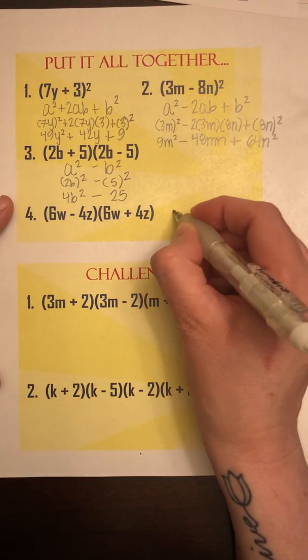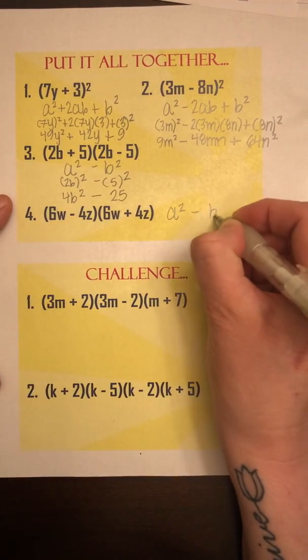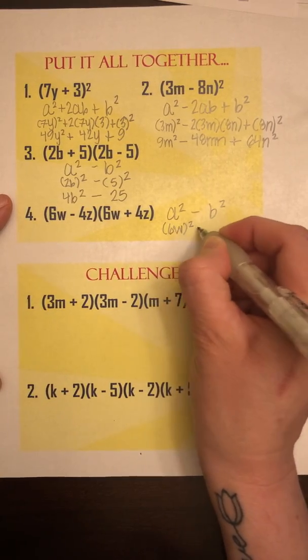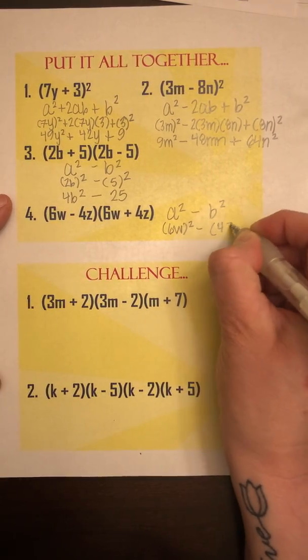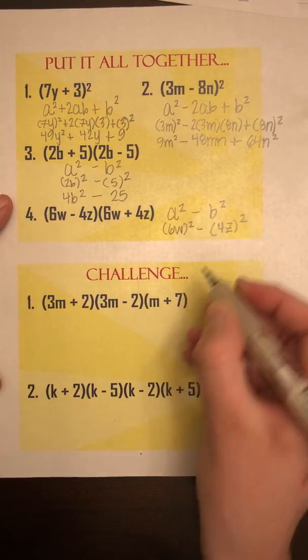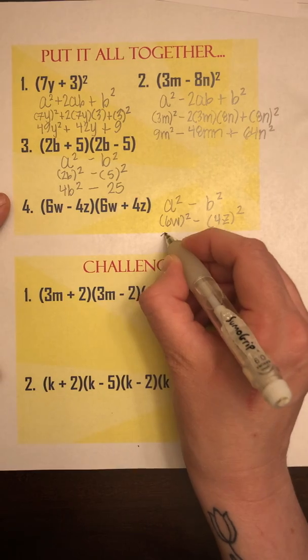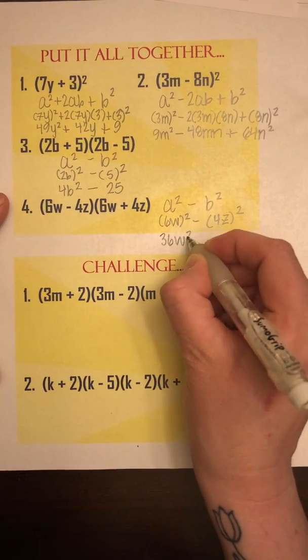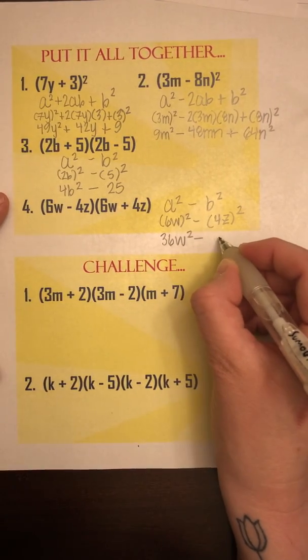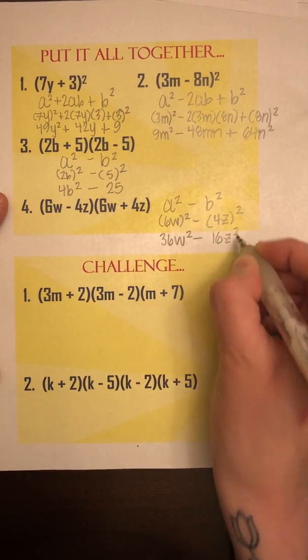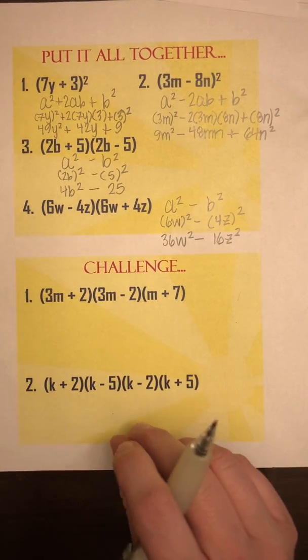Same thing with number 4. Same pattern, a squared minus b squared. We're going to plug in a 6w for the a. We're going to plug in a 4z for the b. And now we're going to simplify. So 6w squared turns into 36w squared, minus 4z squared becomes 16z squared. Again, that's your final answer.